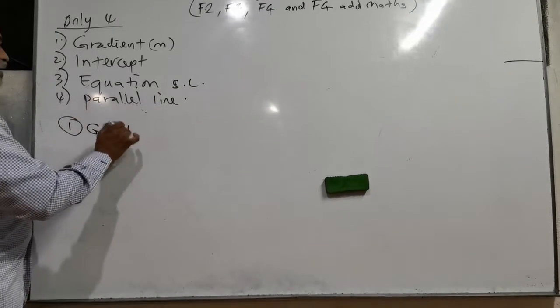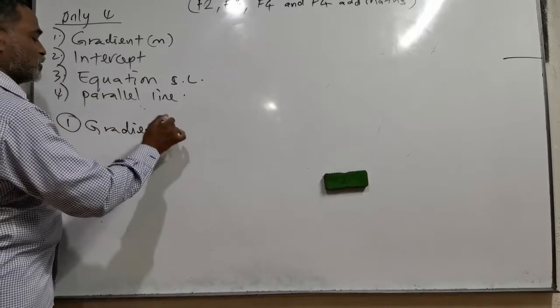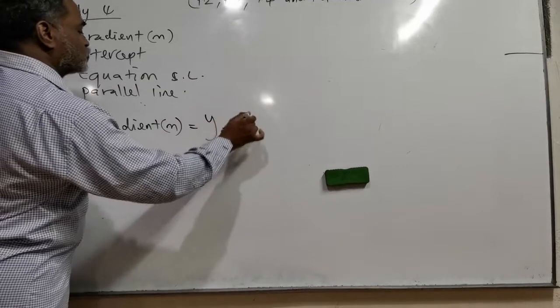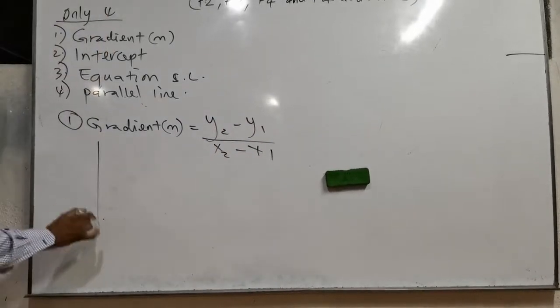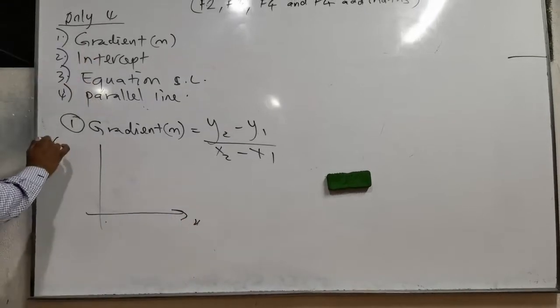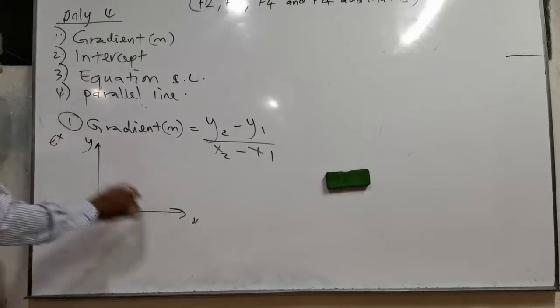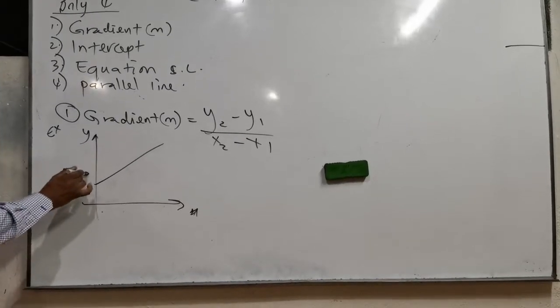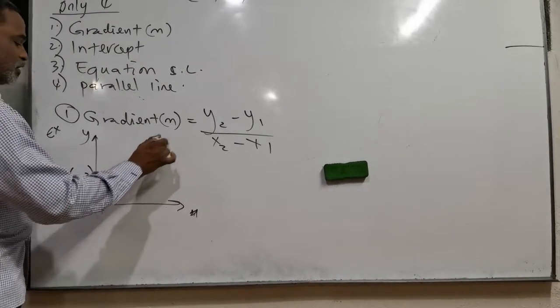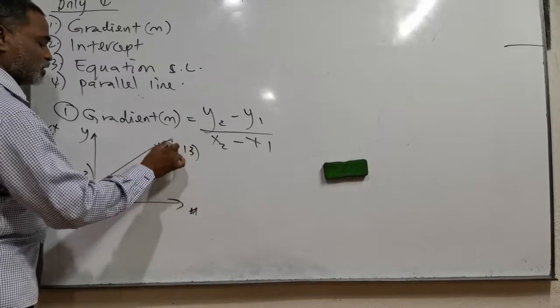Okay, the formula of gradient. The symbol of gradient is m. The formula is y2 minus y1 over x2 minus x1. Alright, now I give a simple example. Let's say this is y, this is x. The coordinates, let's say I give you A as 0, 3, and B as 2, 13.